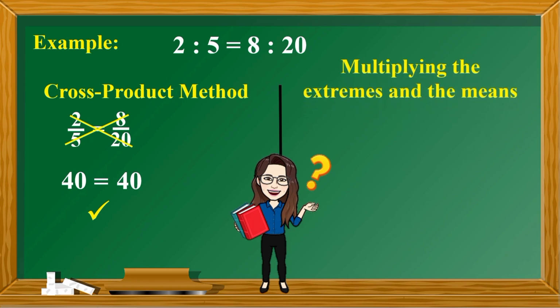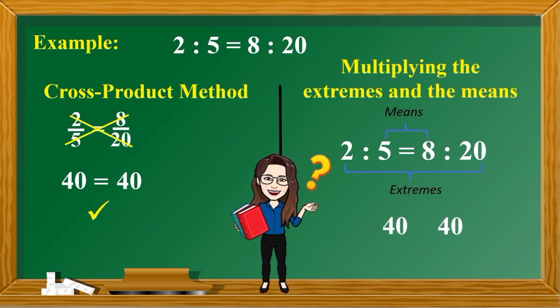Let's have the second method. It is written in column form. 2:5 is equals to 8:20. So, we will simply multiply the extremes. 2 times 20 is equals to 40. And the means, 5 times 8 is equals to 40. The product of the extremes is equal to the product of the means. Therefore, the ratios are proportion.